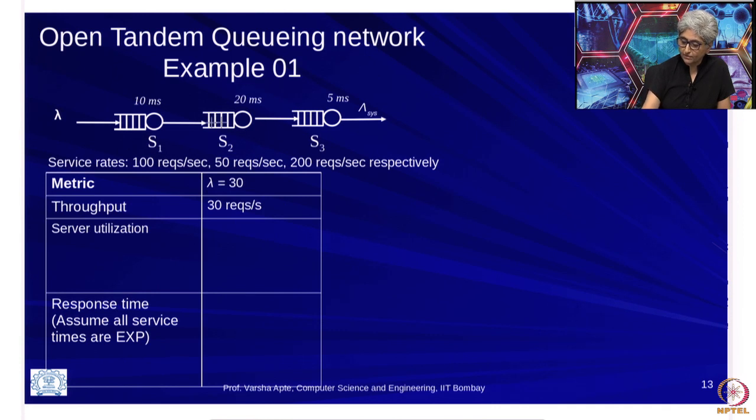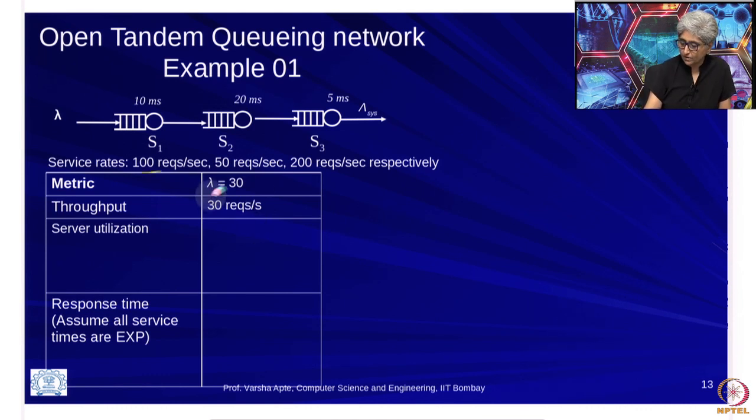Now we have a little different example. Here tau 1 is 10 milliseconds, tau 2 is 20, and tau 3 is 5, so the service rates are 100, 50 and 200 respectively. Just a little bit of change so that we can see one more example. Throughput, of course, at lambda equal to 30, is less than all these three, so throughput is 30.